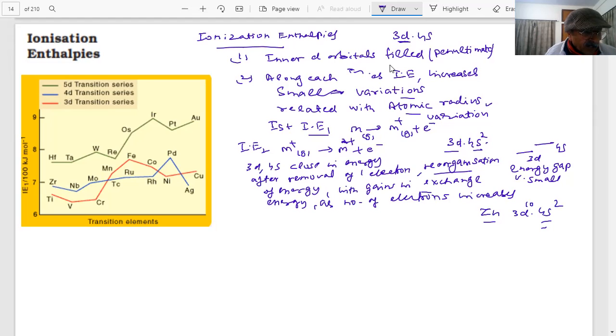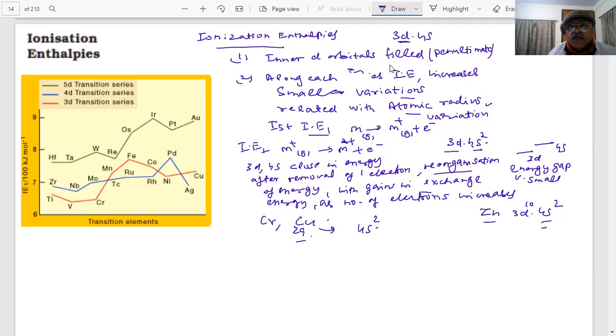Mostly these metals show +2 to form the M2+ ion. The sum of the first and second ionization energy is required in addition to the atomization energy. The second ionization enthalpy shows unusually high values for Cr and copper. What is the configuration of chromium and copper? What is copper? Copper has atomic number 29.